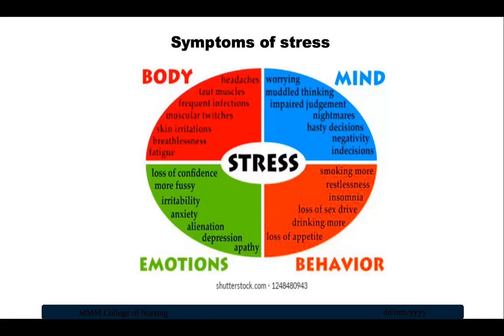The symptoms of stress can be further categorized into body, mind, emotions, and behavior. Examples of symptoms in the body include headaches, tight muscles, frequent infections, muscle twitching, skin irritation, breathlessness, and fatigue. In the mind, the person keeps worrying, has muddled thinking, impaired judgment, often has nightmares, makes hasty decisions, and negativity and indecision are also symptoms. Emotional symptoms include loss of confidence, becoming more fussy, irritability, anxiety, alienation, depression, and apathy. Behavioral symptoms include smoking more, restlessness, insomnia, loss of sex drive, drinking more, loss of appetite, etc. These are all symptoms of stress.